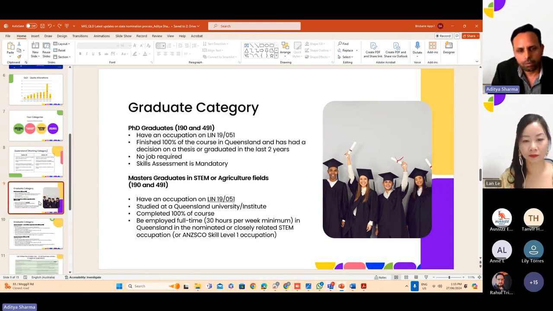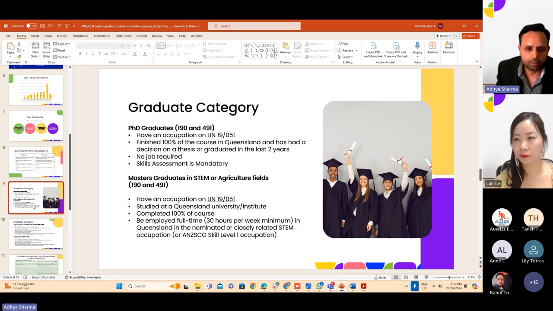So the benefit of the graduate category is priority. If you have similar points to someone who has not completed their studies in Queensland or is not eligible for this category, you will be given priority on top of anyone else. For a PhD holder, as I said, they don't need a job letter. Once they have the positive skill assessment, they can lodge their EOI.